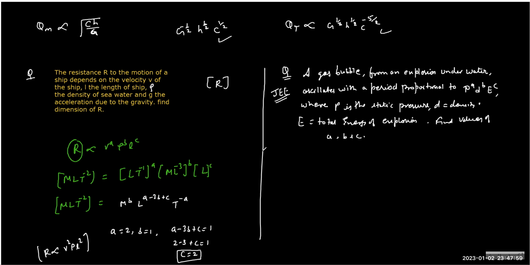So for the second, what is the answer for a, b, c? Sir, I think b is half. b is half, correct. c is 1/3. Correct. a is minus 5/6. That's correct. All are correct. Okay. Very good.